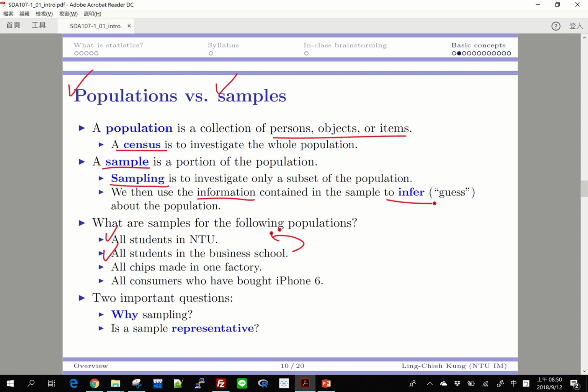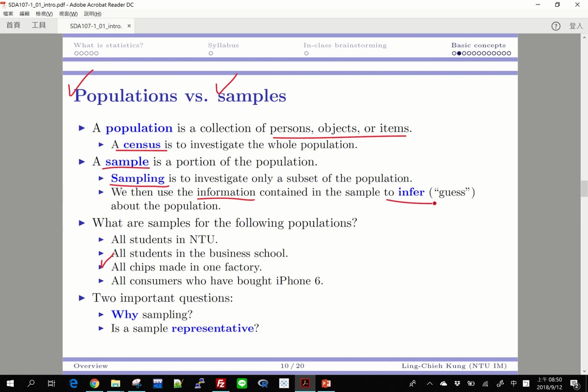But in another study, maybe all the students in the business school are actually a population. Okay, if we want to understand, for example, what will happen after they graduate, then that can be a population. In that case, all the students who are in the GMBA program or in the IM department can be a sample. If we are talking about a manufacturing situation, then all the chips that are made in one factory can be a population. Then a lot may be a sample.